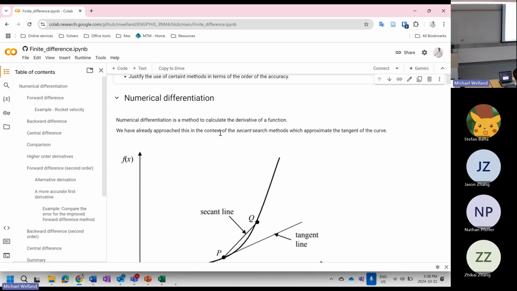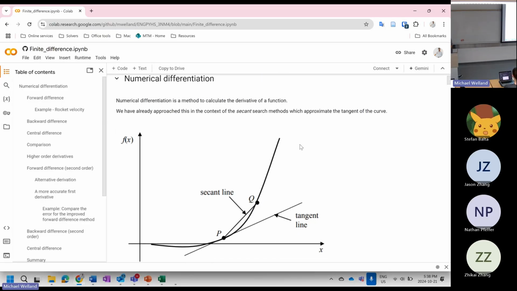Okay. So numerical differentiation is a method to calculate the derivative of a function. We've already kind of approached this in the context of a secant method when we were talking about root finding and the optimization methods. What we're basically going to do now is formalize that. And to be entirely honest, I might teach numerical differentiation as one of the earlier lectures moving forward, because it makes sense to talk about this before talking about the difference between secant going towards tangent methods for root finding and optimization.